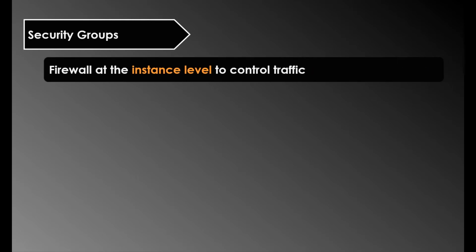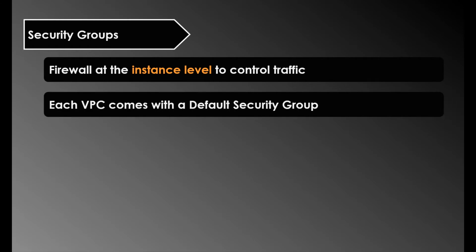So security groups are virtual firewalls at the instance level, which are used to control the inbound and outbound traffic of an instance. You can attach a security group to an instance while launching it, and you can attach up to 5 security groups to an instance. Each VPC comes with a default security group, and you can add more as required.